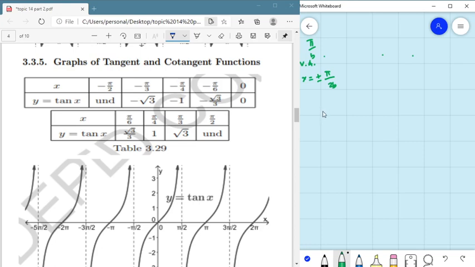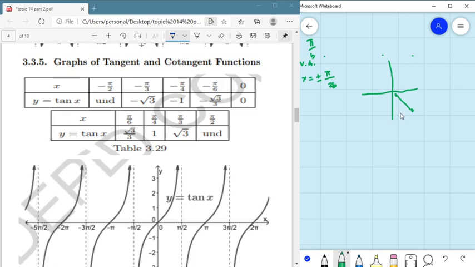So, we have to graph starting from negative to positive. We have negative pi over 2. At negative pi over 2, the cosine is 0. So, that is why our tangent is undefined. At negative pi over 4, it is in the fourth quadrant. So, therefore, our tangent is negative 1.